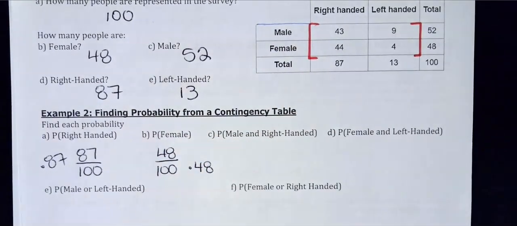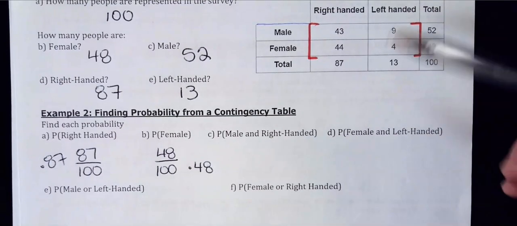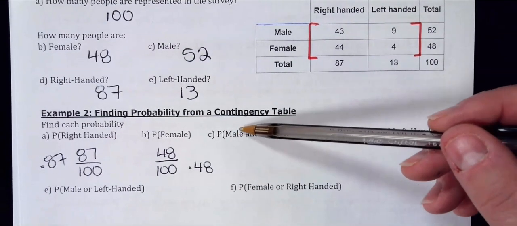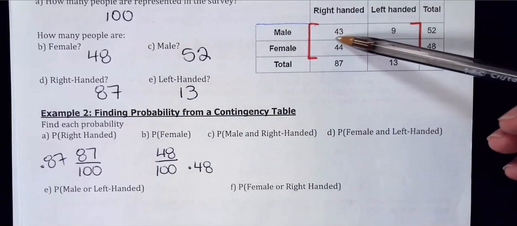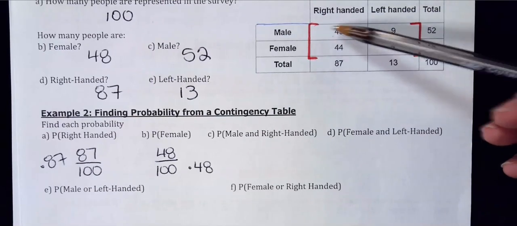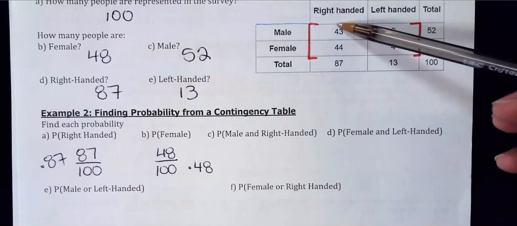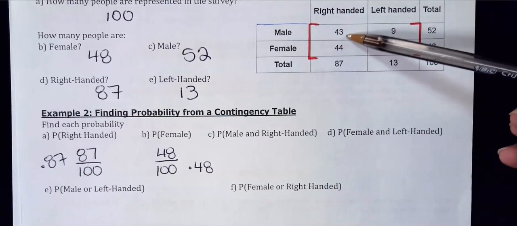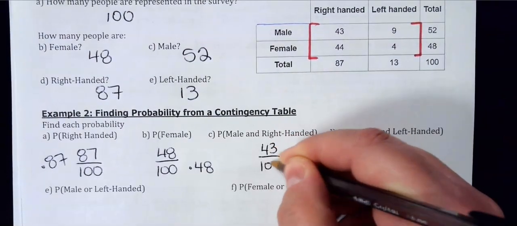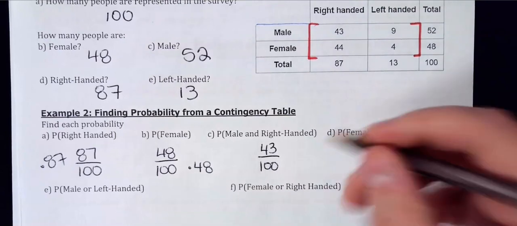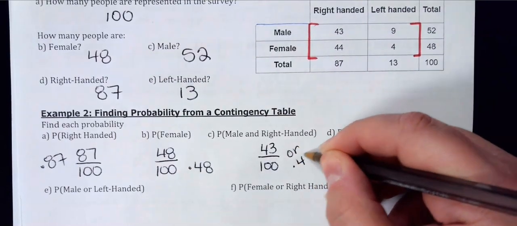Now, there are different ways that you can do this. I would just recommend, I do this visually, I don't multiply these together. For the probability that they're male and right-handed, I just find the place in the table that fits both of those categories. So here would be male, right-handed, and this number right here would be 43. So that'd be 43 out of the total in the table, so 43 out of 100, or 43%.